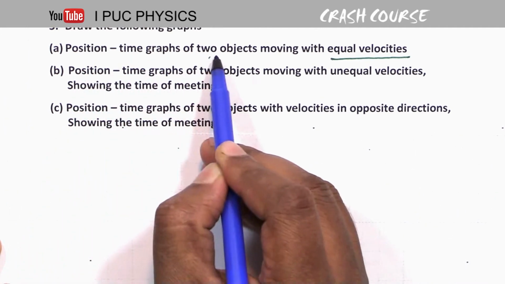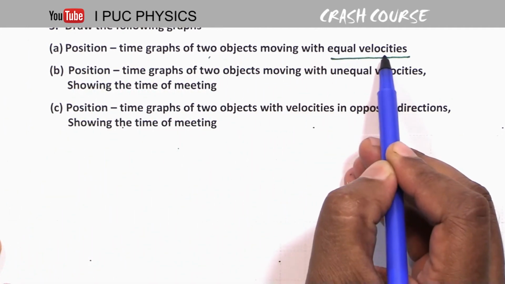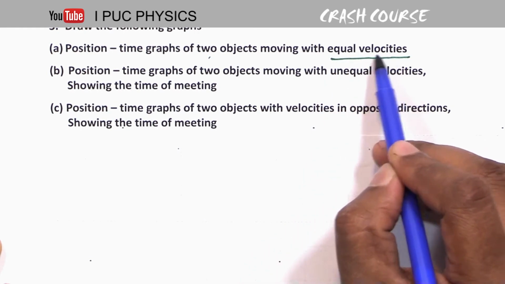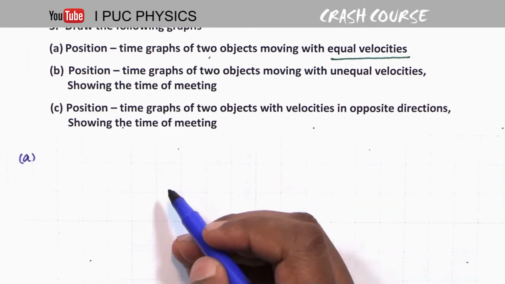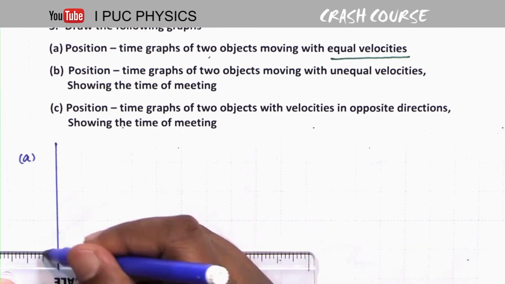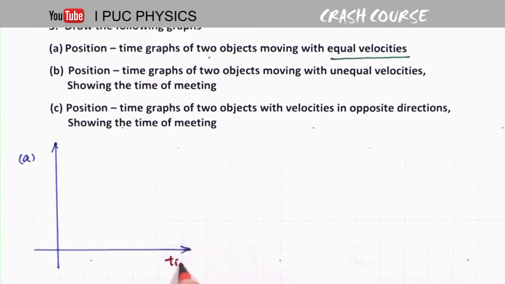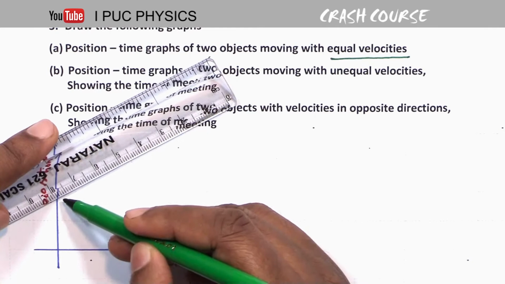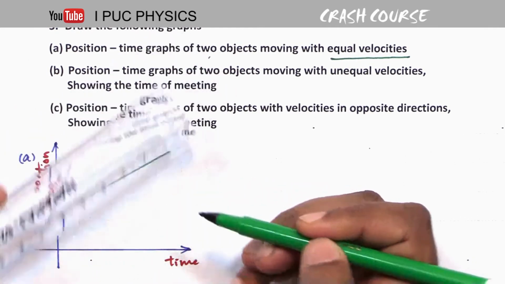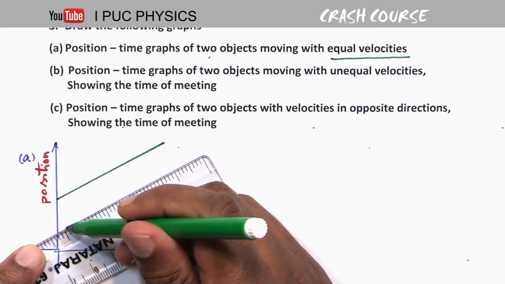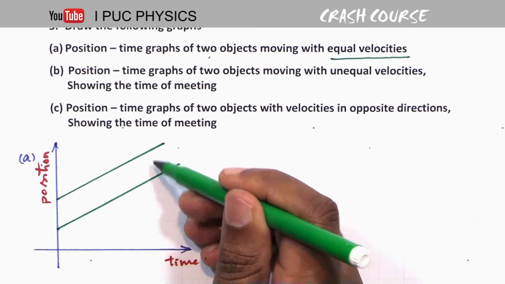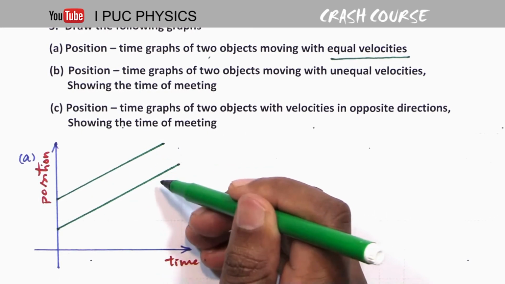Position time graphs of two objects moving with equal velocities. Equal velocities means magnitudes and directions must be the same. In a position time graph, velocity is represented by positive slope. Therefore, this is the velocity of one object, this is the velocity of another object. If these two are parallel to each other, then it represents equal velocities.